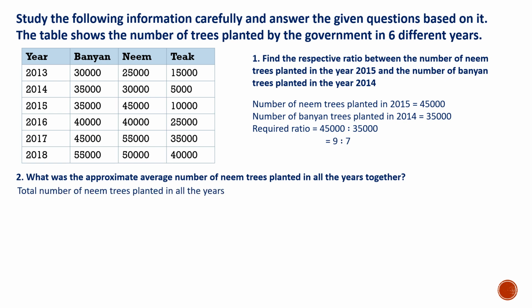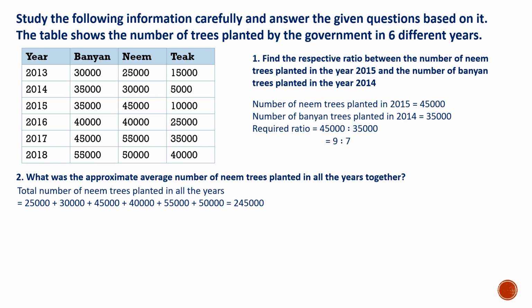So that will be, it's given, neem trees. So 25,000 plus 30,000 plus 45,000 plus 40,000 plus 55,000 and 50,000. So the total will be 2,45,000.